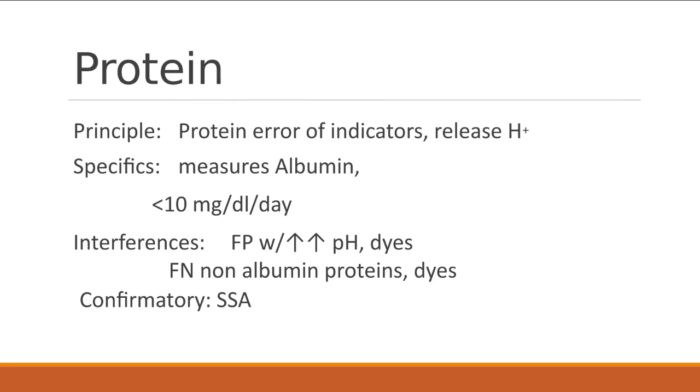Protein, we have a protein error of indicators where we are releasing the hydrogen. That's our principle. You do need to know that protein with the chemical pads, they're specific for measuring albumin. Remember that we should not have albumin in our urine. Albumin is a larger molecule, and your glomerulus should stop that from filtering in. It should not go through. So albumin is something that we don't want in our urine. So if your protein comes up positive, that's what it is.